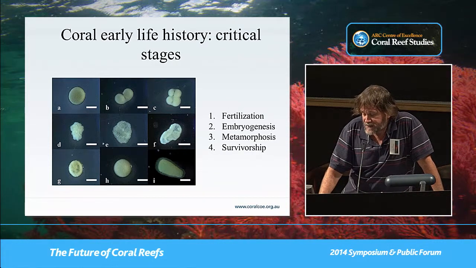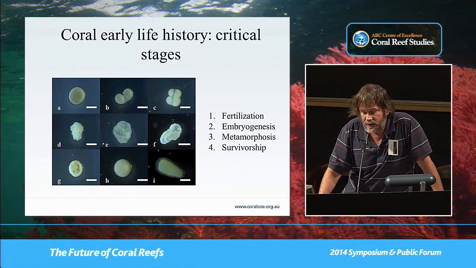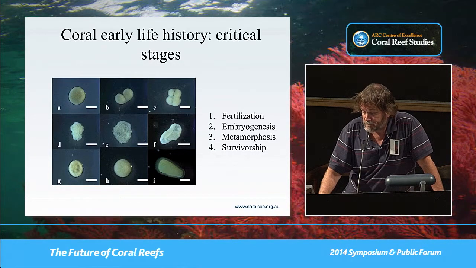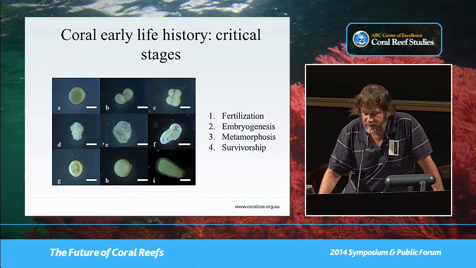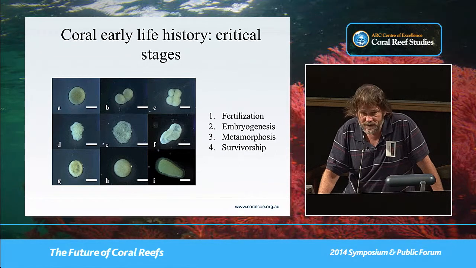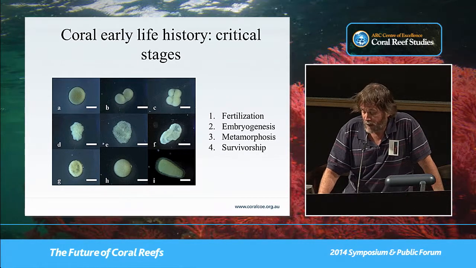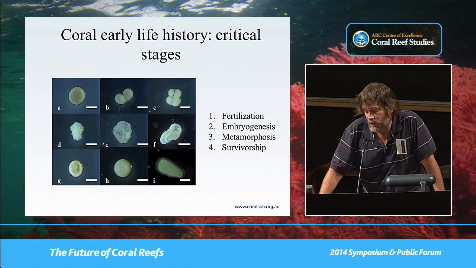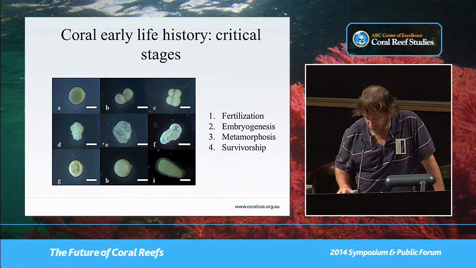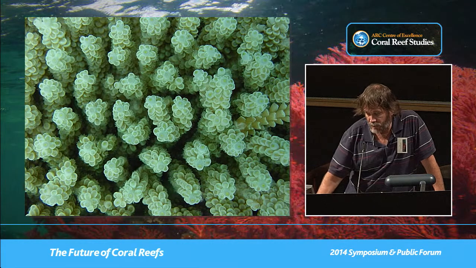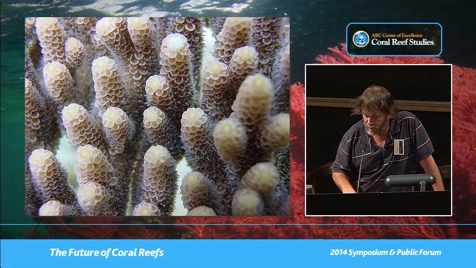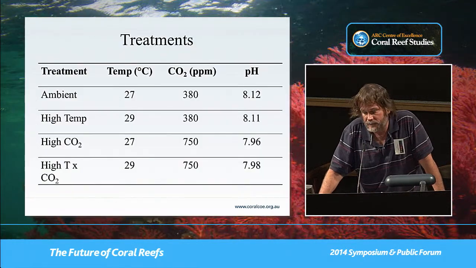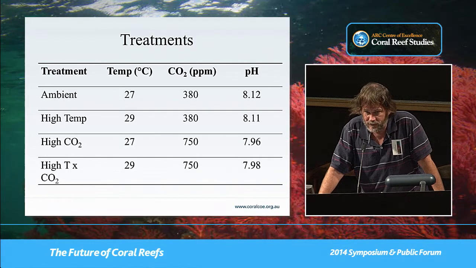The critical stages in this process that I've identified and that we looked at in our experiments are fertilisation, the rate of embryogenesis, so the time it took to complete embryogenesis, and metamorphosis, so we estimated how effectively coral larvae could metamorphose at the end of this process. We also looked at coral larval survivorship. We worked with a couple of species. This is Acropora tenuis, and this is Acropora millipora, and we did 4 different experimental treatments.